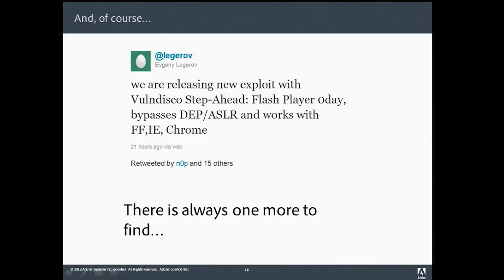The other thing you always learn, though, is that there's always going to be one more bug to find. So this is a Twitter post from a guy at Disco, which is a sort of exploit extension. And I don't know, as far as June, I think it still worked. So even though we had done the massive Google fuzzing run, there were still bugs out there to be found, and people still had them.